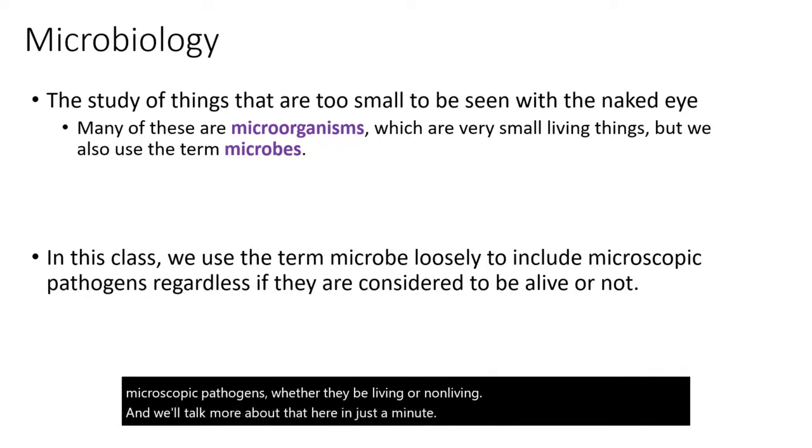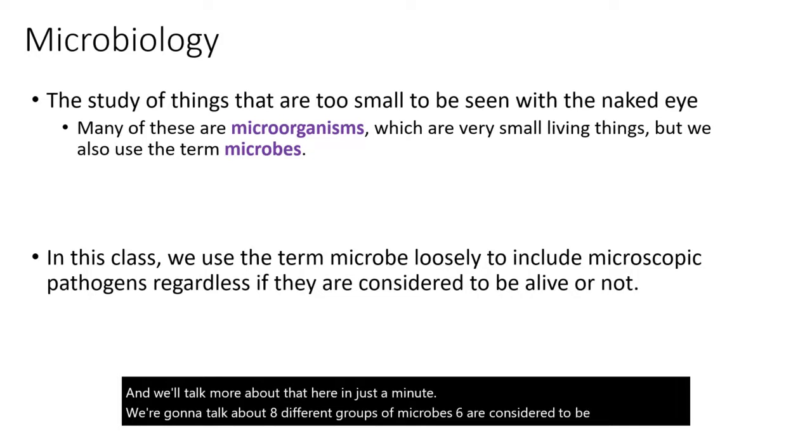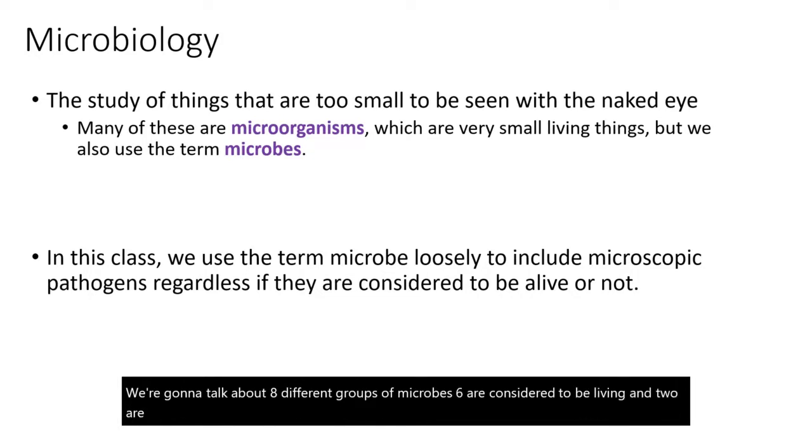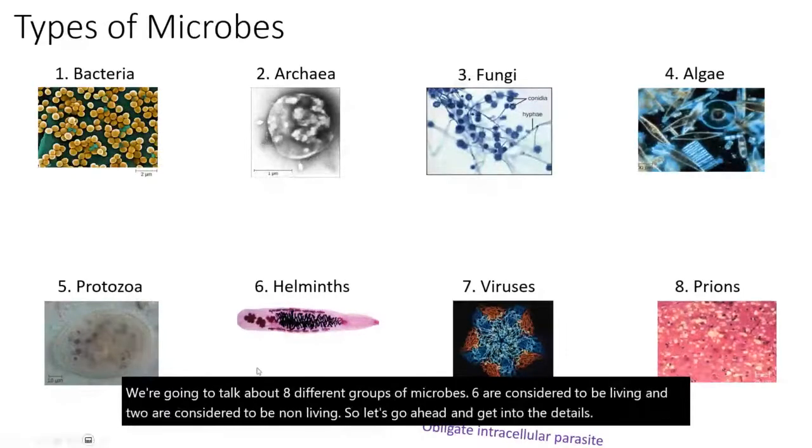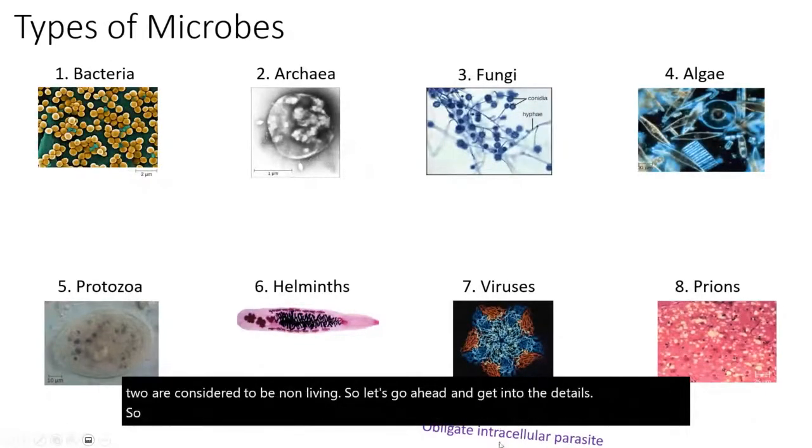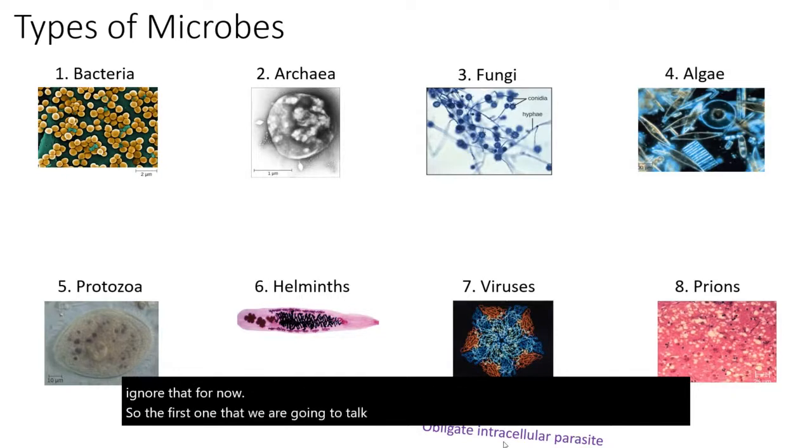So we're going to talk about 8 different groups of microbes. 6 are considered to be living and 2 are considered to be non-living. So let's go ahead and get into the details. I apologize, I forgot to animate one of the things for viruses, so we're going to ignore that for now. So the first one that we are going to talk about, the first microorganism, is bacteria.